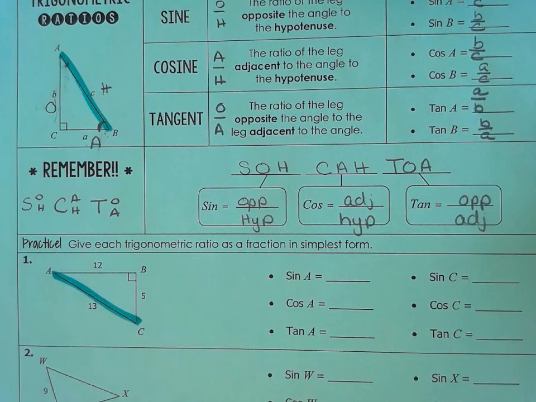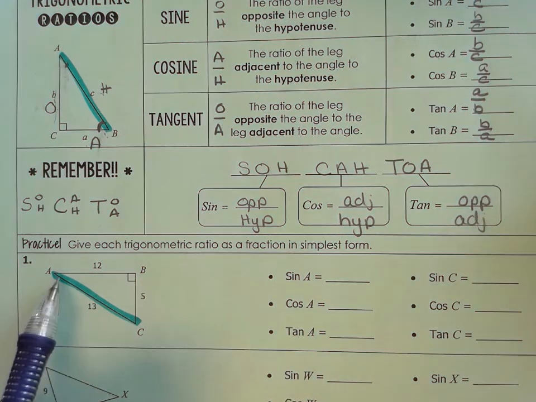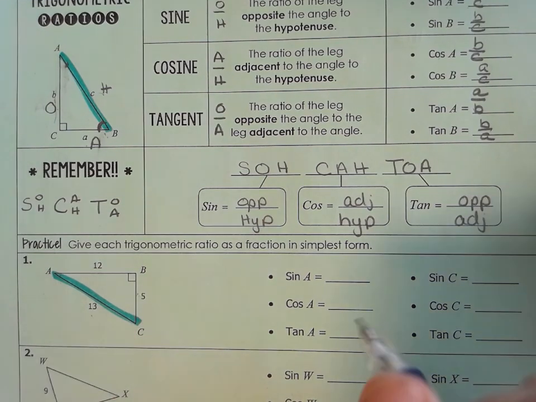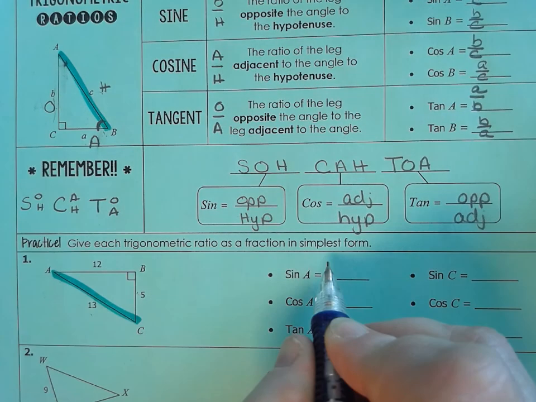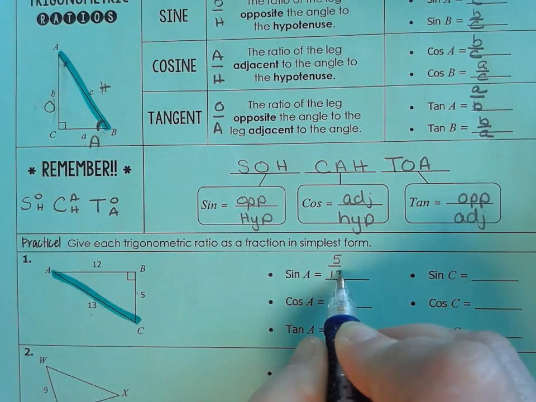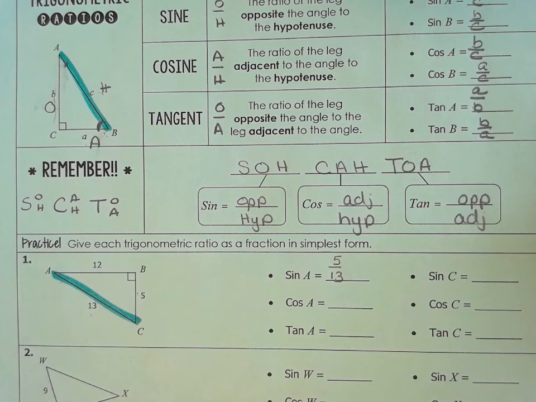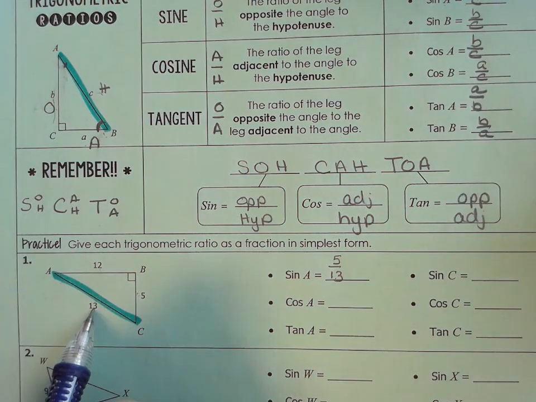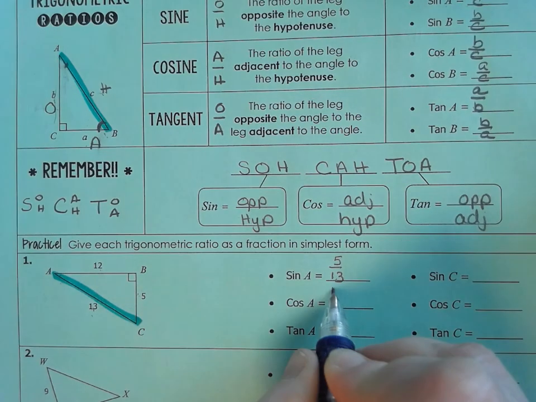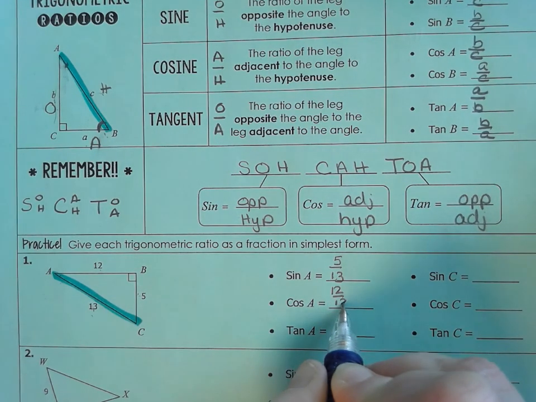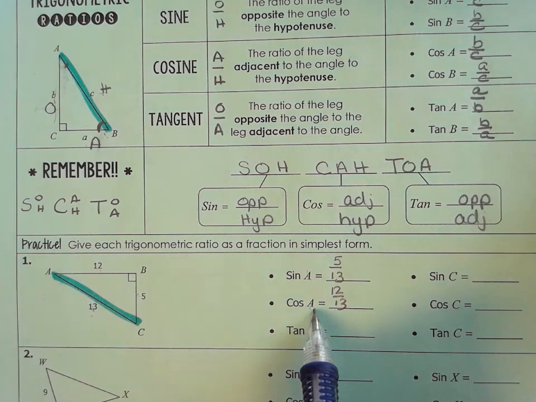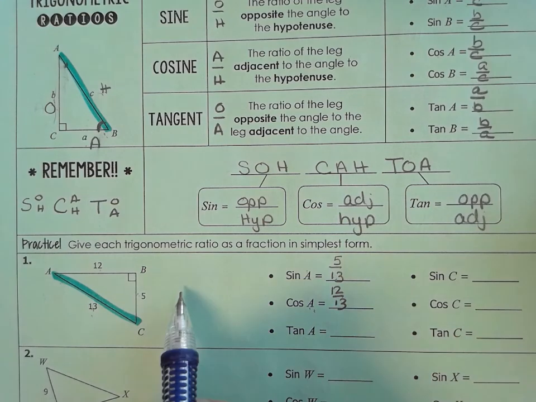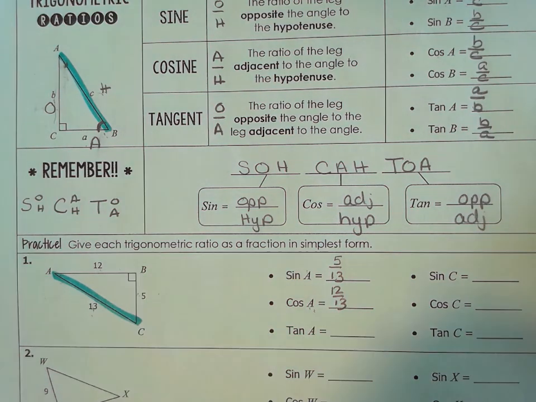So if I'm looking at angle A, sine A is opposite over hypotenuse, so that would be 5 over 13. Cosine of A is adjacent over hypotenuse, which is 12 over 13. And this is opposite and adjacent according to angle A. And then tangent is opposite over adjacent. So that is 5 over 12.